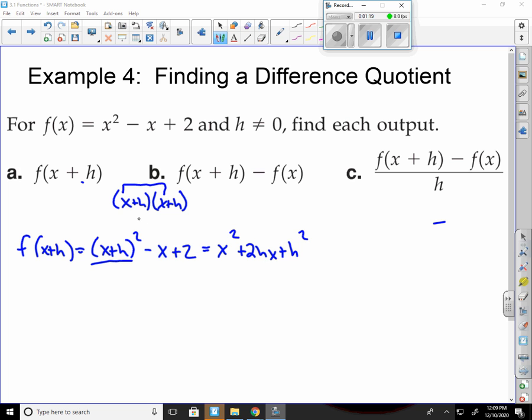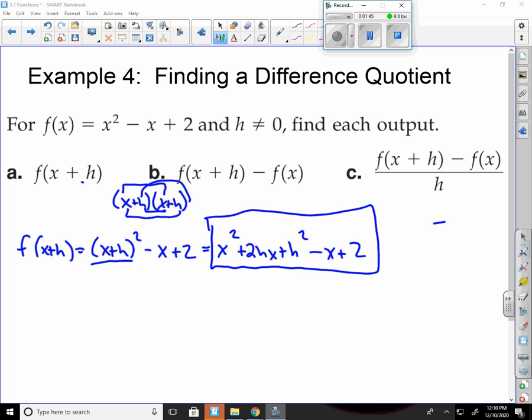So we do x times x plus x times h plus x times h. So that's where my 2hx comes from. And then h times h, which gives us h squared. And then it's still minus x plus 2. So this is my final answer for that portion of the problem. Part A is done.